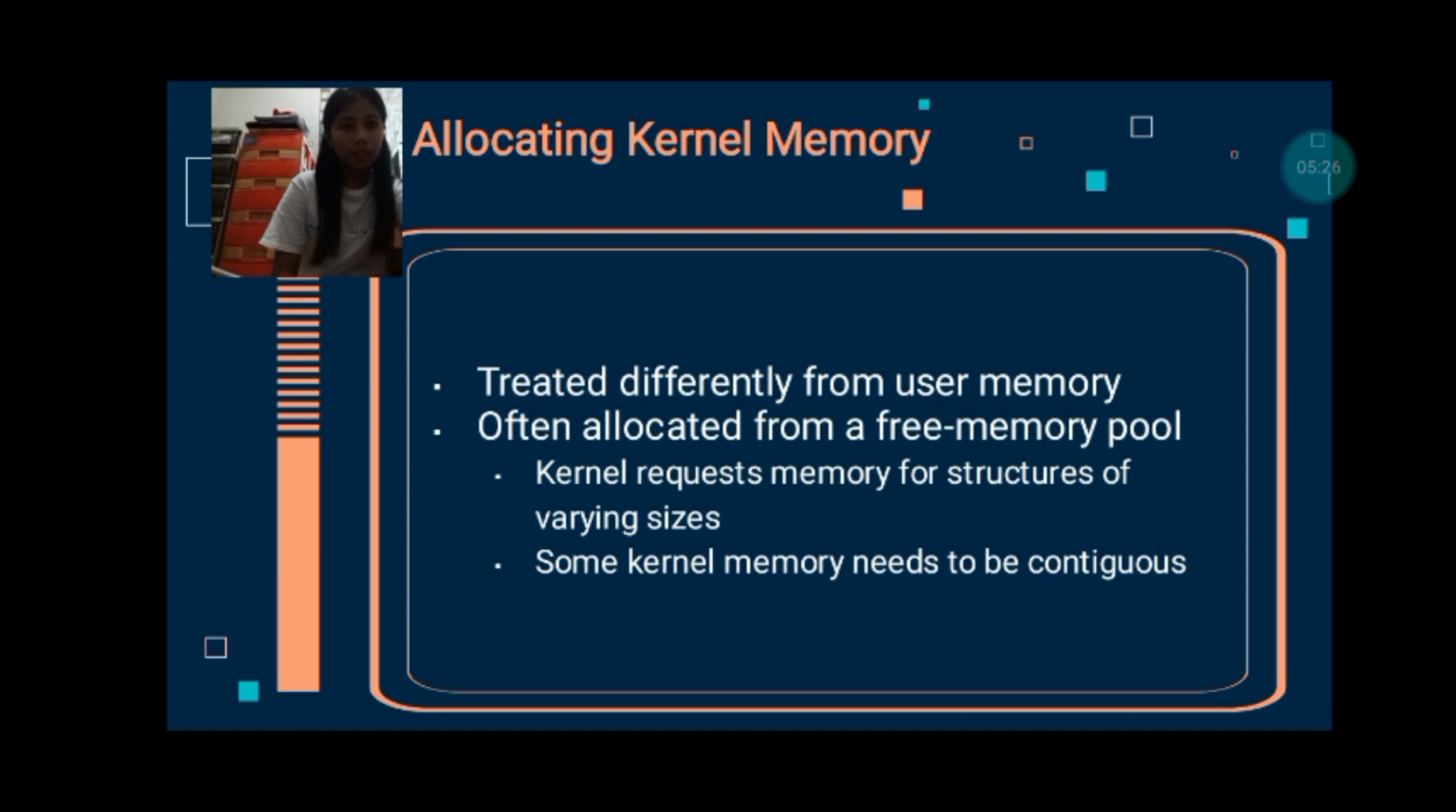Allocating kernel memory. Treated differently from user memory, often allocated from a memory pool. So the kernel requests memory for structures of varying sizes. Some kernel memory needs to be contiguous.